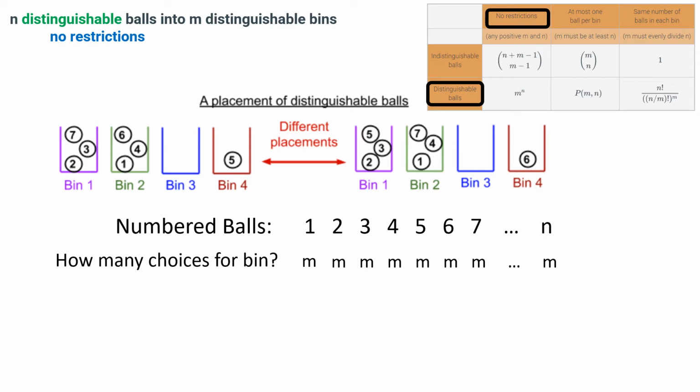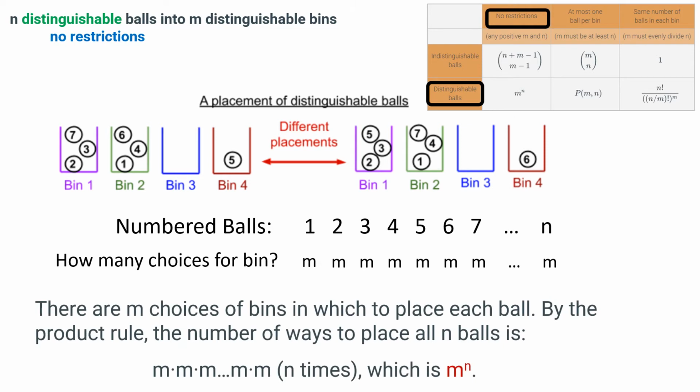So we would have M times itself, and we would do that n times. So it would be M to the nth. We would say then there are M choices of bins in which to place each ball. So by the product rule, it would be M times M times M over and over, which would be M to the nth. So that gives us this formula up here in that table, bottom left. That's how we get that.